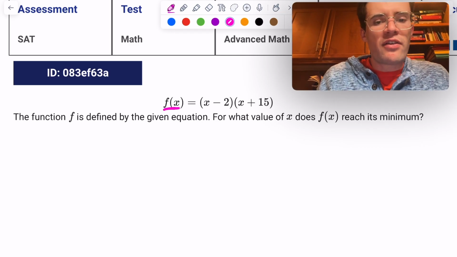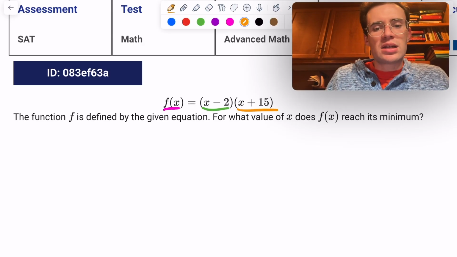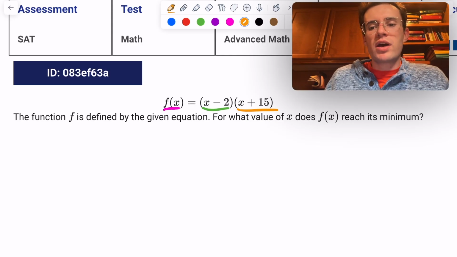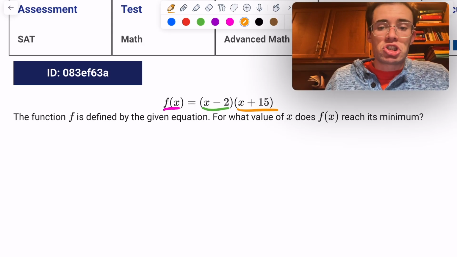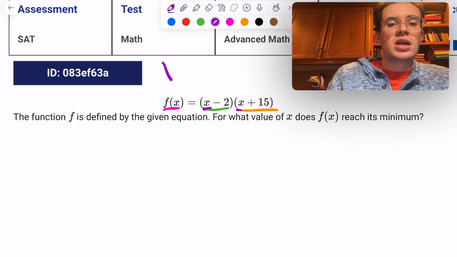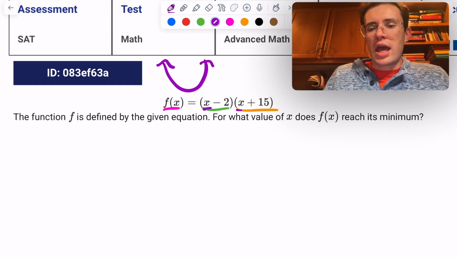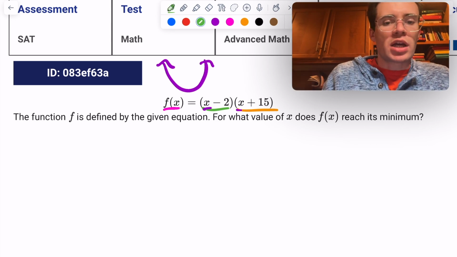All right, here we have f of x equals the quantity x minus 2 times the quantity x plus 15. The function f is defined by the given equation. For what value of x does f of x reach its minimum? Well, this is a positive quadratic. We have x times x, which would be x squared. So our a value is 1, which means it's just going to be a smiley face. It's a positive quadratic, and that means the minimum is our vertex.